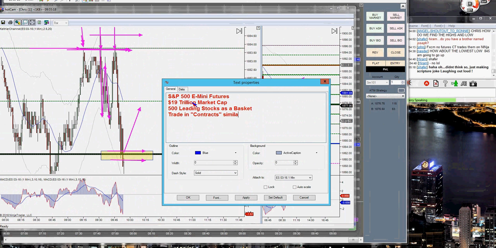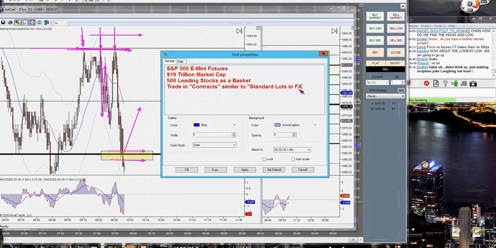Similar. It doesn't matter how I spell it, to lots, standard lots. Standard lots in FX. Okay? I'm going to show you some stuff here today. So, they trade in contracts similar to standard lots. We call them ticks, same as pips. Okay?